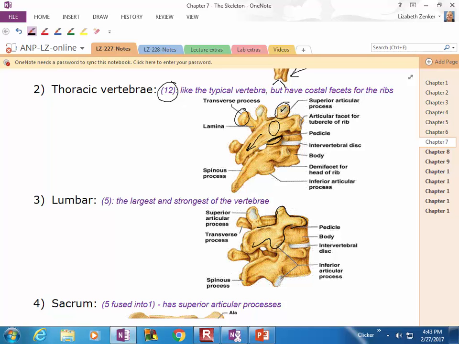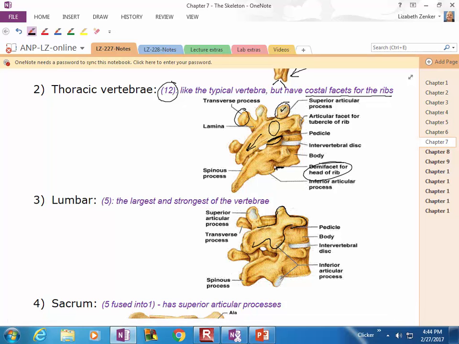Let's see what else. So the thoracic vertebra, like the typical vertebra, but have costal facets for the ribs. Okay. And the costal facets for the ribs are on the transverse process. It also has a demifacet, demi meaning like a smaller or half, demilune, demifacet on the body for the ribs. They still have the lamina, everything else like we talked about. This is trying to show you the demifacet in here for the head of the rib. And if you guys were in lab and you held the rib up to the thoracic vertebra, you could see where there were facets on the rib that articulated with the facets on the vertebra.